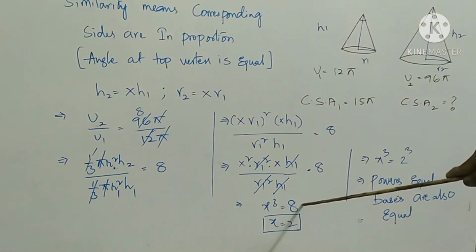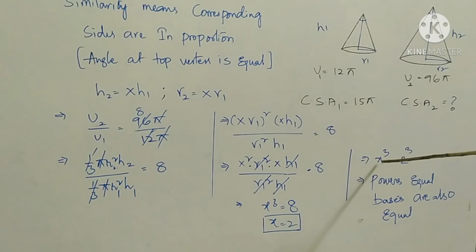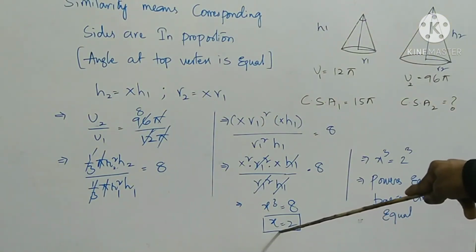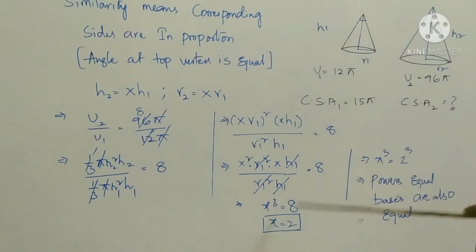Transpose it into cubical form: X cube is equal to 2 cube, since the cube root of 8 is 2. Here the powers are equal, so the bases are also equal. So X is equal to 2. This is the final result.